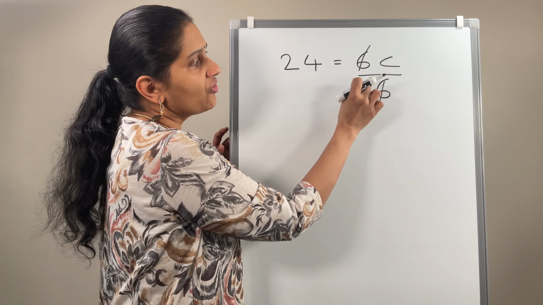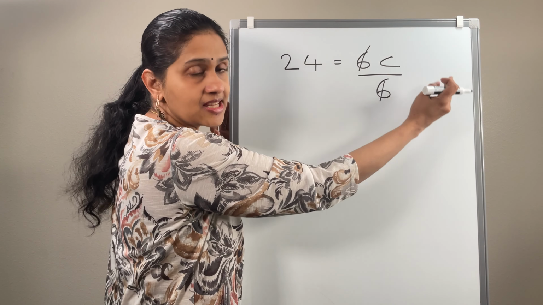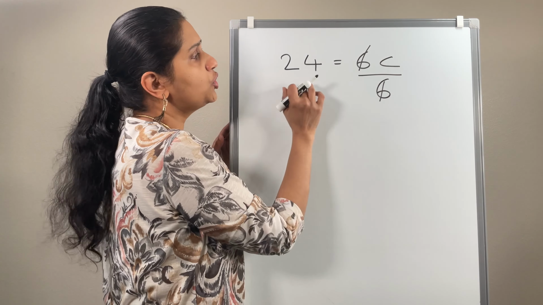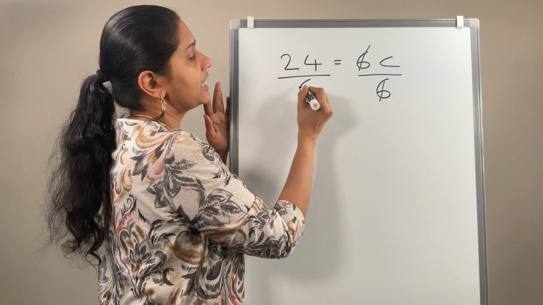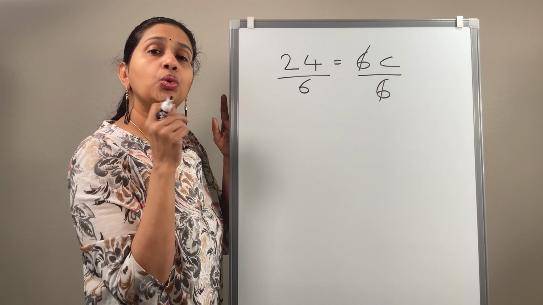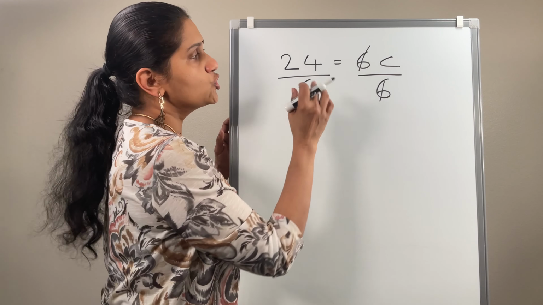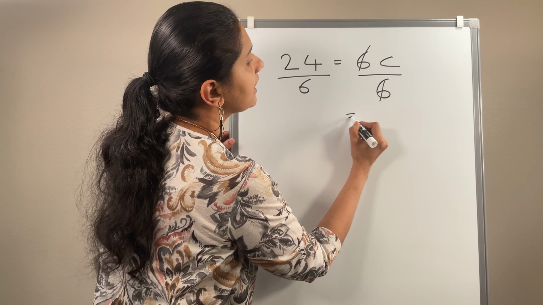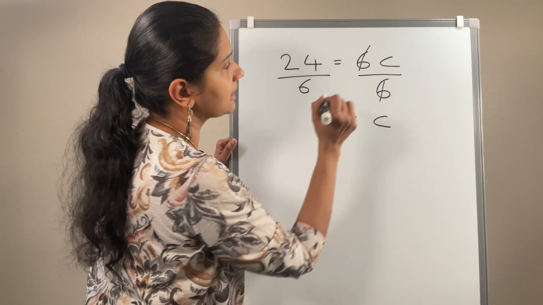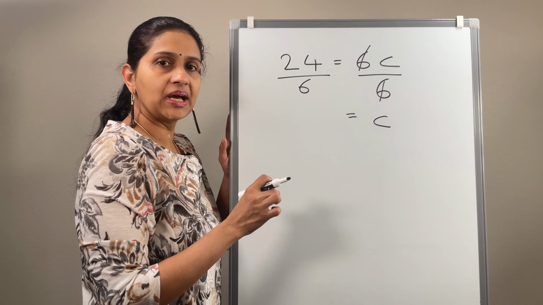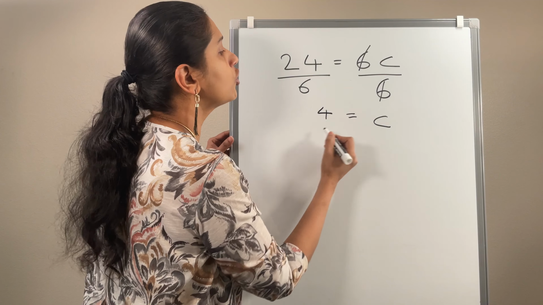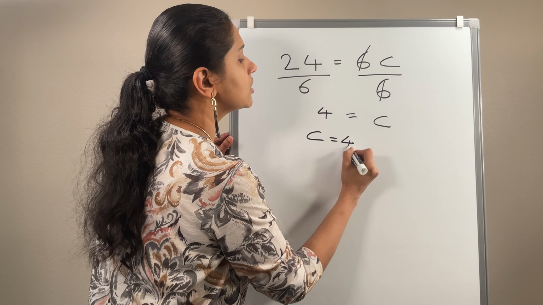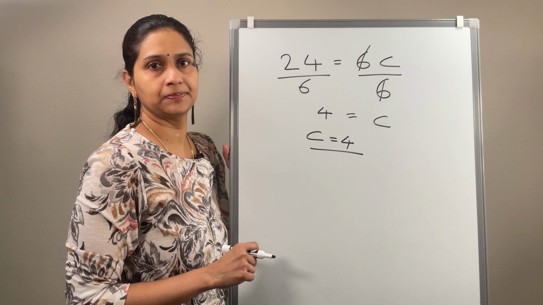Once you divide the right side by 6, you have to do the same on the left side also in order to equalize this equation. So, I am dividing both sides by 6. Here the c will get isolated and the 6 will get cancelled out, and 24 divided by 6 is going to be equal to 4. So, c = 4 is going to be the solution.